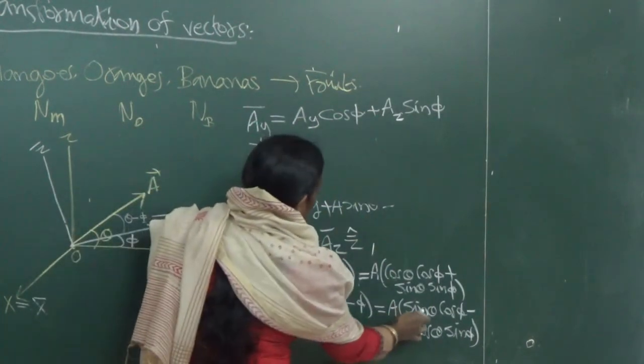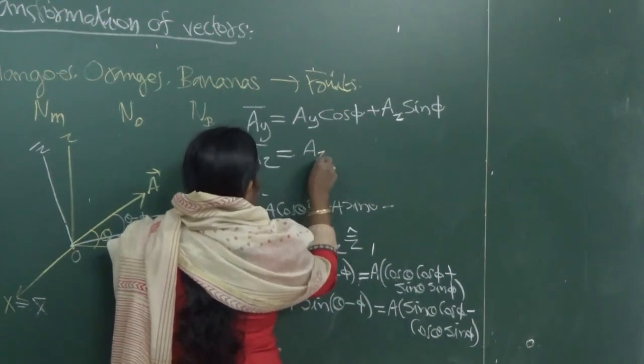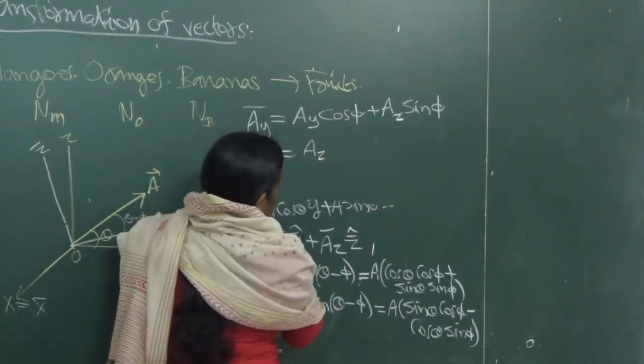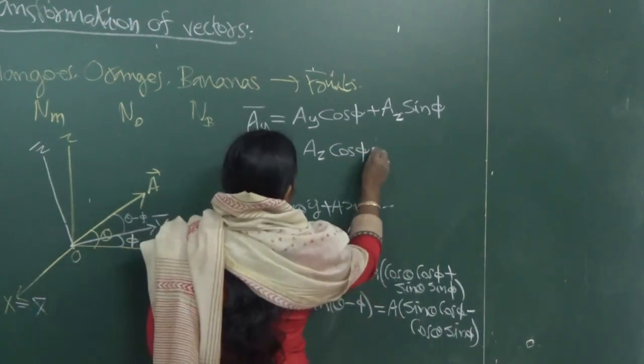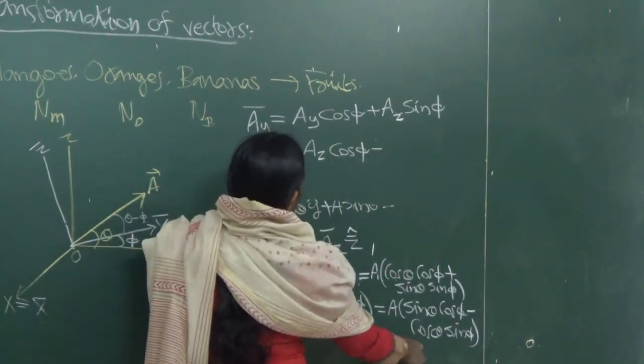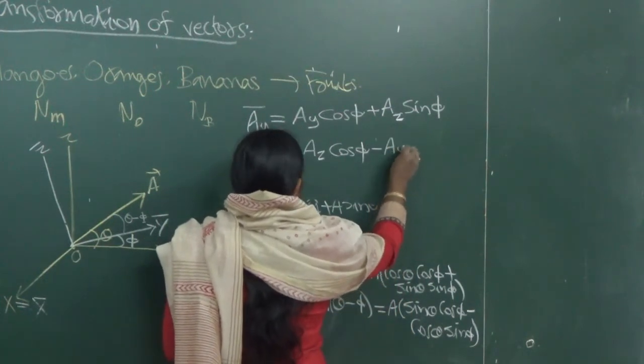Az bar equals A sin theta. A sin theta is az. Az cos phi minus A cos theta. A cos theta is ay.